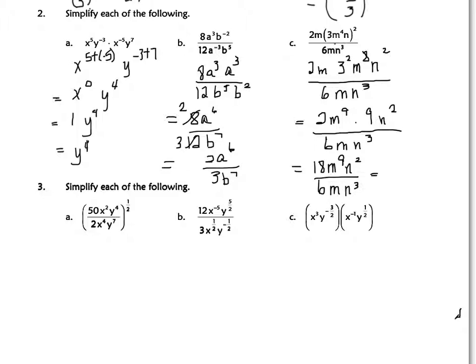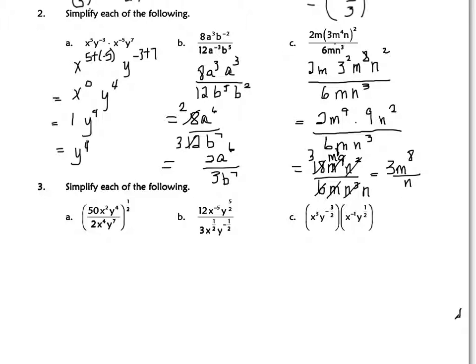And then that 6 can go into the 18 3 times, and I can cancel one of those m's. So I have 3m to the 8th, and I can cancel that n squared with 2 of those n's in the bottom, leaving you with just an n in the bottom.